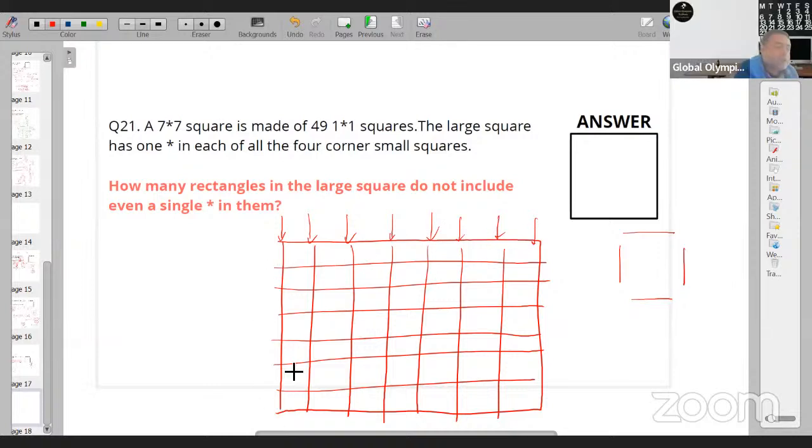I prefer an easier method, which is I see 7 boxes are there, right? So 1, 2, 3, 4, 5, 6, 7. I do 7 into 8 by 2. That is n into n plus 1 by 2. That's the same thing. So understand this.